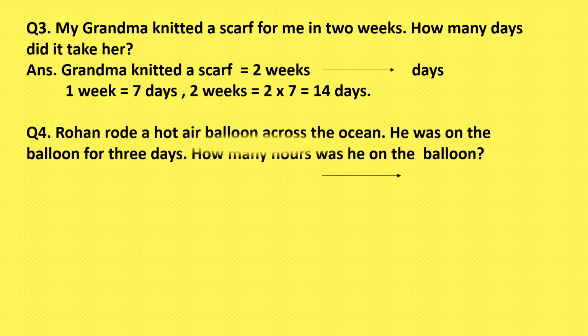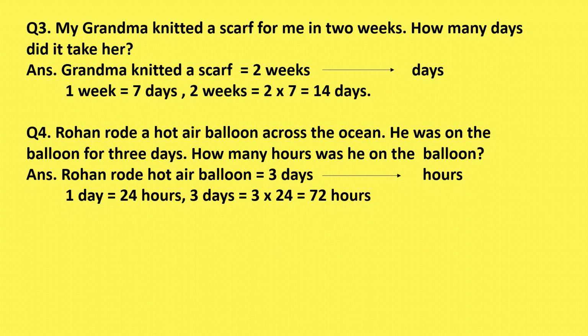The next question 4. Rohan rode a hot air balloon across the ocean. He was on the balloon for 3 days. How many hours was he on the balloon? Now you have to tell in hours. So convert days into hours. So 1 day has 24 hours. So 3 days, as days is bigger than hours, you will multiply 3 into 24. That is 72 hours he was on the balloon.